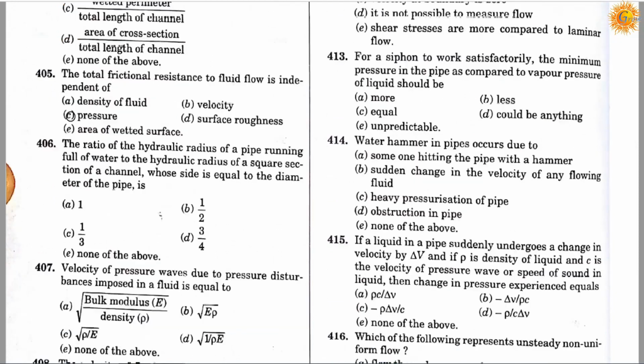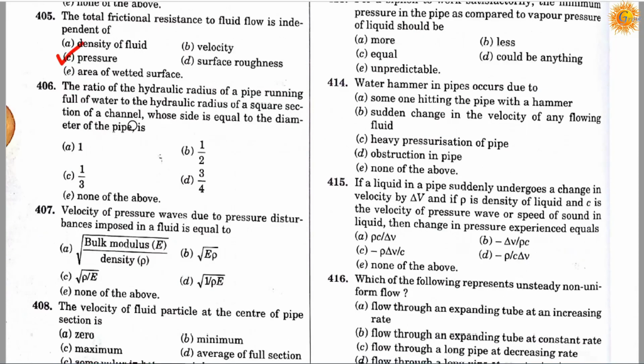Question number 405. The total frictional resistance to fluid flow is independent of: option A, density of fluid; option B, velocity; option C, pressure; option D, surface roughness; and option E, area of wetted surface. Correct answer is C, it will be pressure.